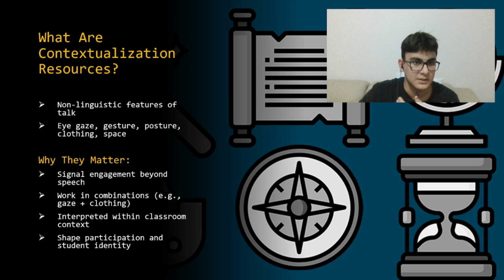First, let's start with what are contextualization resources. These are non-linguistic features of talking. These include eye gaze, gesture, posture, clothing, and space. These matter because they signal engagement beyond speech. They work in combinations. They are interpreted within classroom contexts, and they shape participation and student identity.